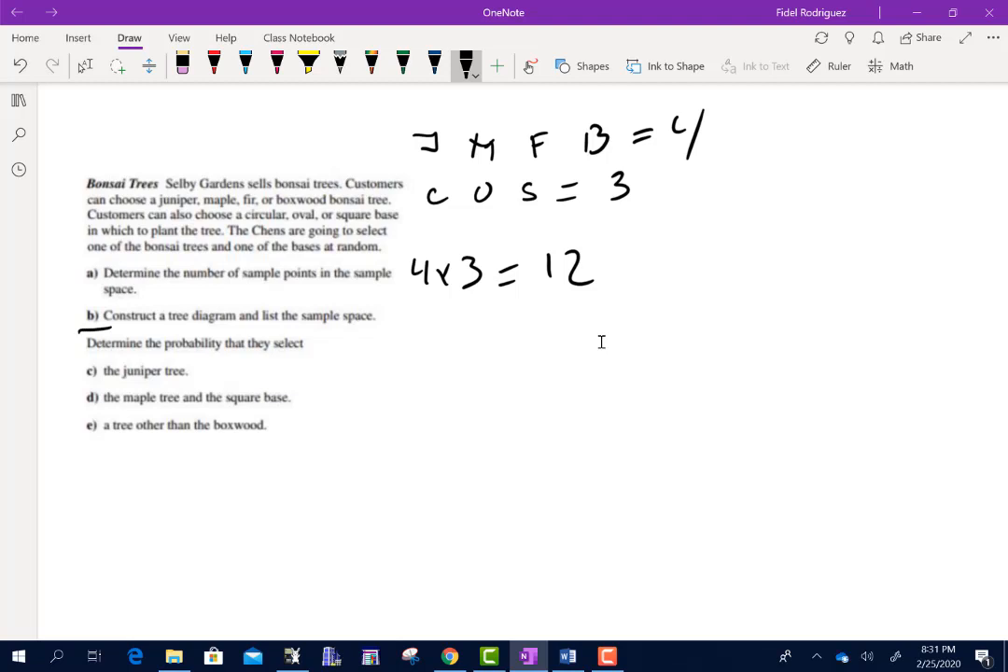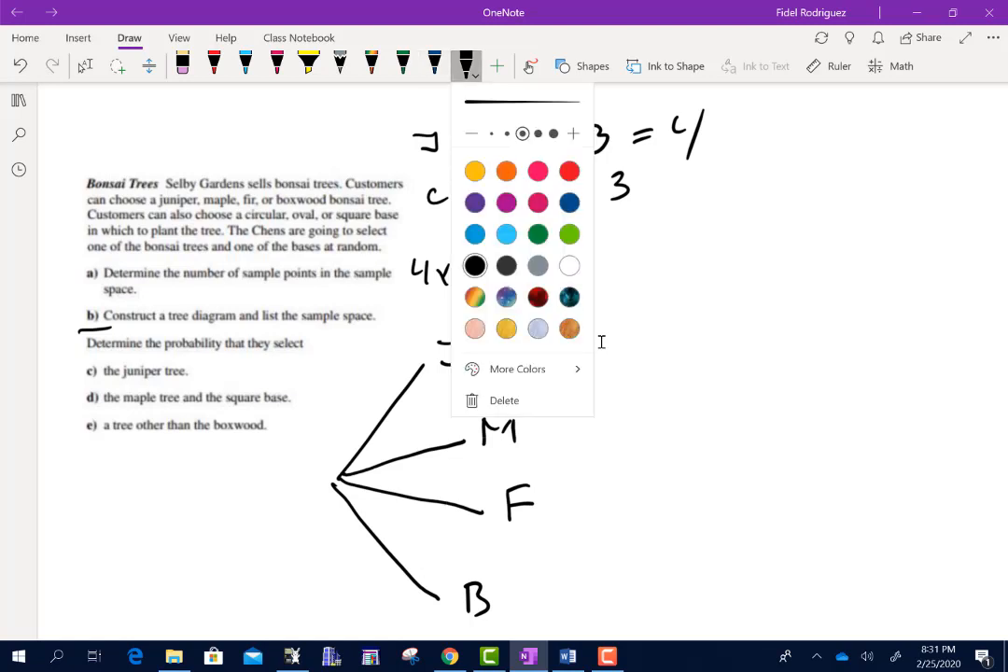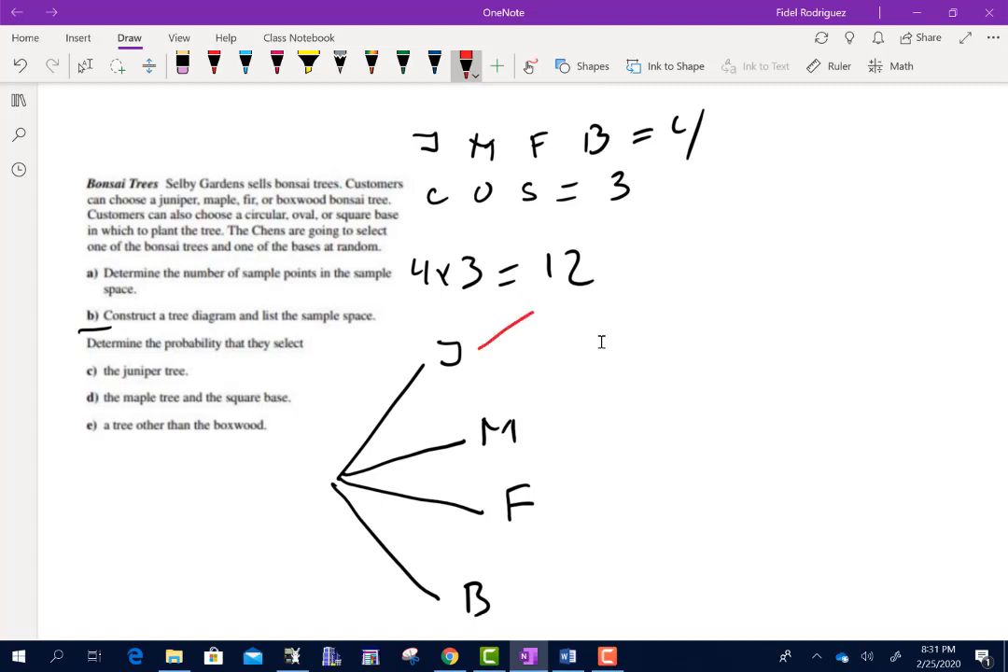Okay. So 1, 2, 3, and 4. We can pick juniper, maple, fir, or boxwood. And then we can pick circular, oval, square for each one.